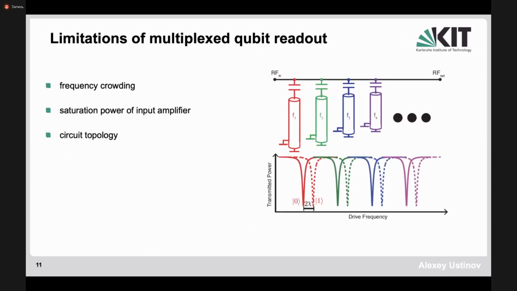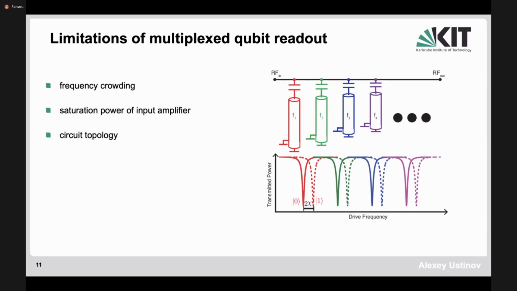Now, what are the limitations of this multiplexed qubit readout? One limitation is the so-called frequency crowding. Each resonator has its own quality factor, and if you want to put several resonators at close frequencies, you need to make sure that those resonators do not interfere with each other, their linewidths do not interact, and their dispersive shift is smaller than the distance in frequency between the frequencies of the resonators.